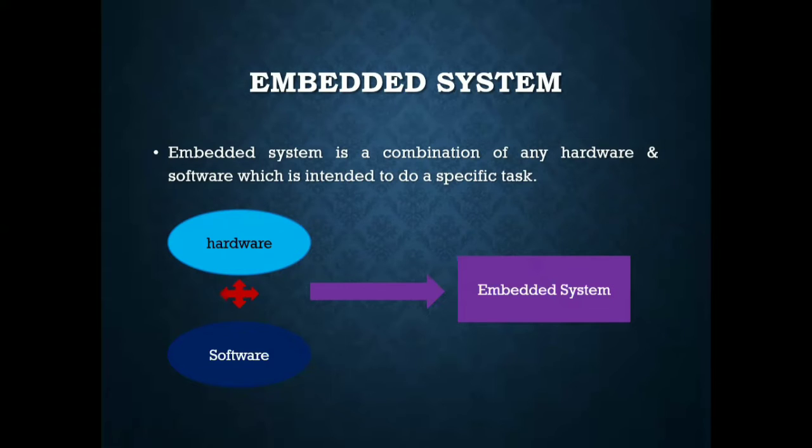Now an embedded system has three main constraints. It is a combination of software and hardware. It is designed to perform a particular task. The task has to be completed in a given time. So the embedded system is a combination of hardware and software which is intended to do a specific task. Hardware and software to do a specific task is called an embedded system.